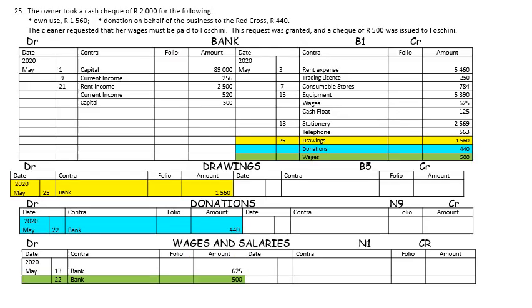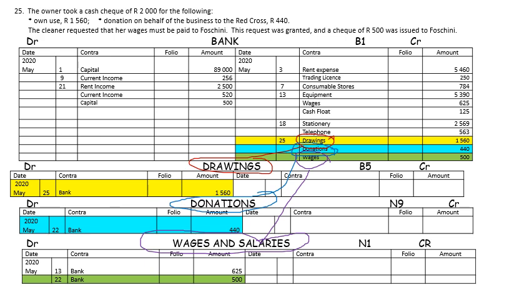Then we go to the 25th, the owner is taking money for own use, drawings, which means that we will have a drawings account. We are giving some money away, so donations, which is an expense, a donations account. And then lastly, we are paying wages, must go in the wages and salaries account. Once again, every debit needs a credit.